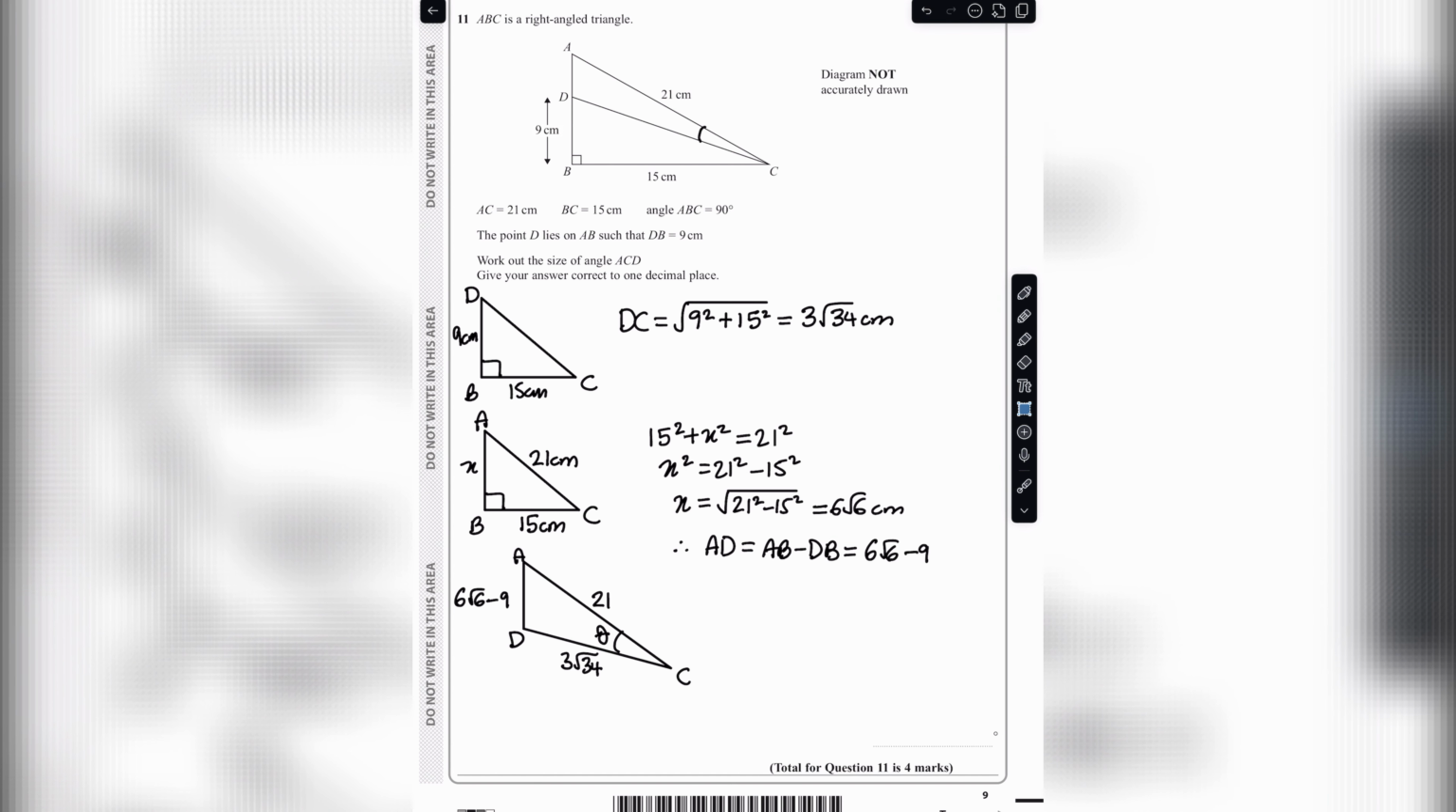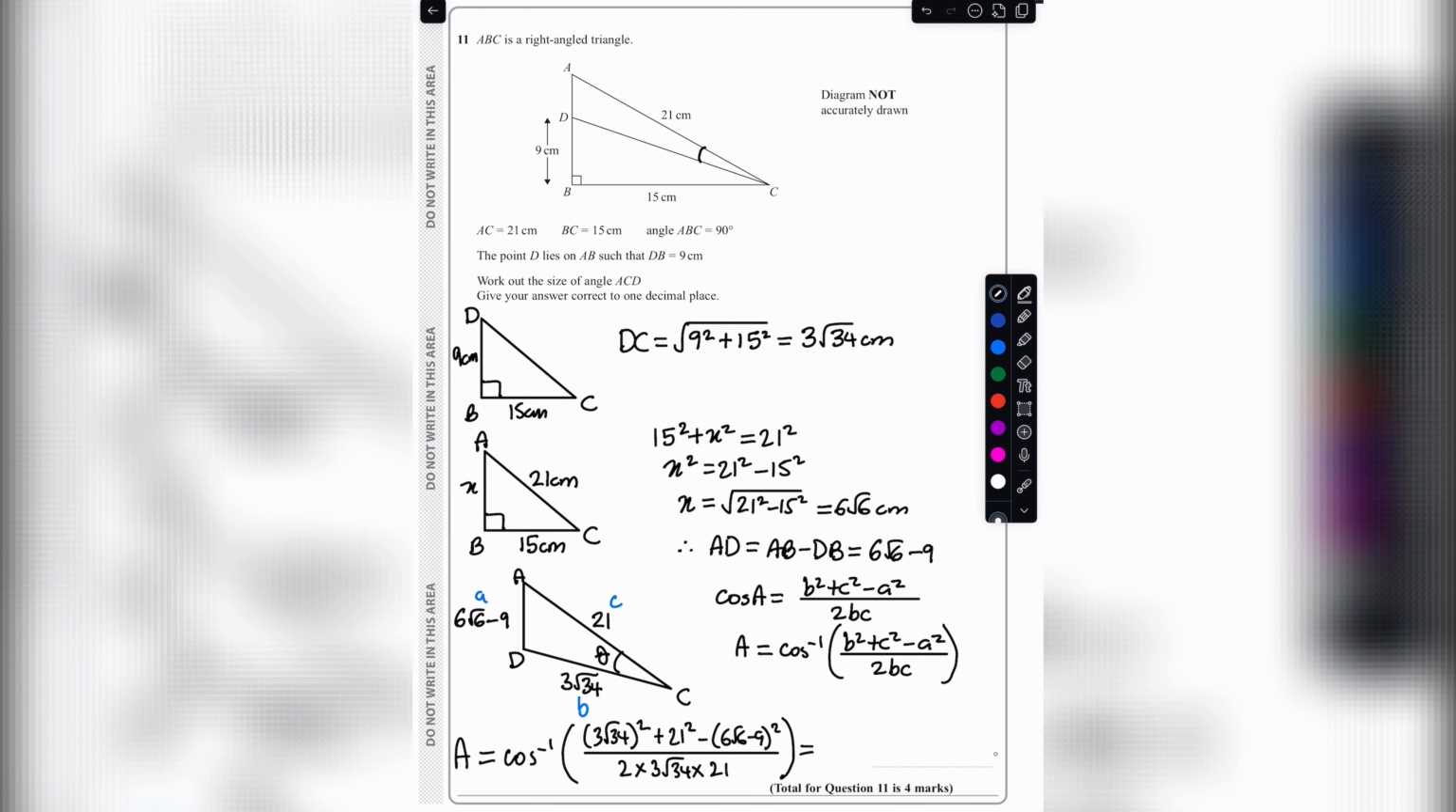Using triangle ADC, we can determine angle ACD using the cosine rule. After putting the values of the dimensions of triangle ADC into our formula, we get a value of 13.45 in your calculator. So the answer correct to one decimal place is 13.5 degrees.